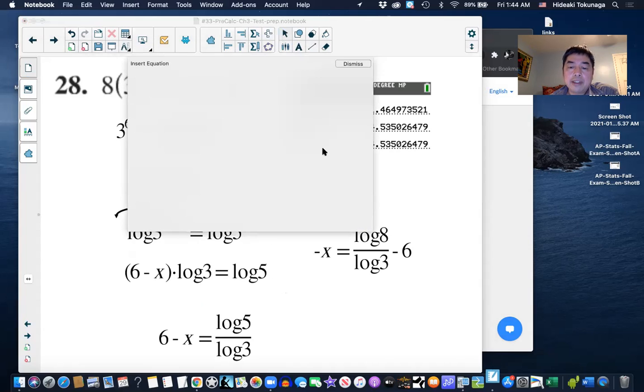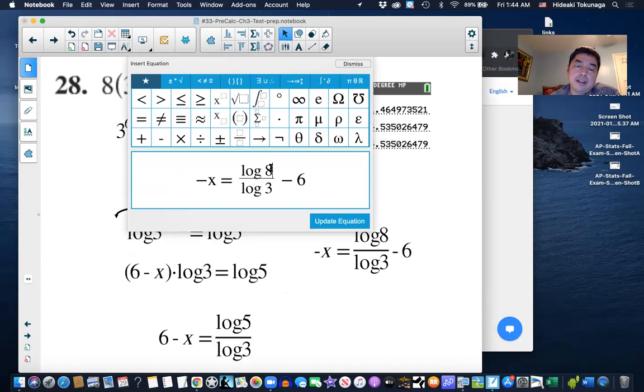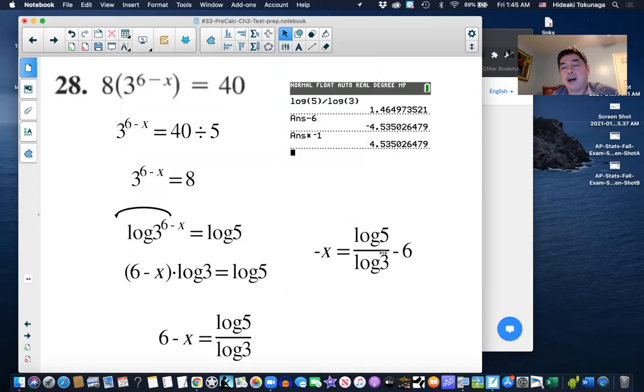Okay, so log base 10 of 5. So log 5 divided by log 3 minus 6 is this amount. First of all, I did the division first, and subtract 6 is this amount. And since this amount is negative x, I multiply negative 1 on both sides. So x equals this one. Okay, this is the answer, 4.5. Then next question.